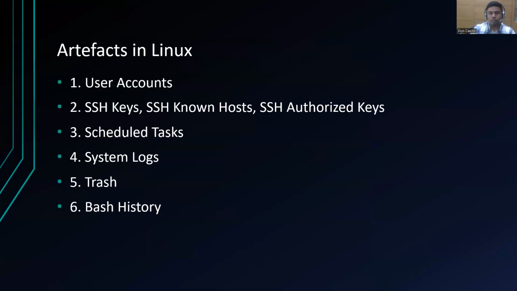These are some of the artifacts that we find in the Linux operating system: user accounts, security keys, scheduled tasks, system logs, trash, bash history, etc. Looking at each of these artifacts, we will be able to understand what data we need to find depending upon the case, when we find a hard disk that is associated with a crime, image it, and try to extract the information.